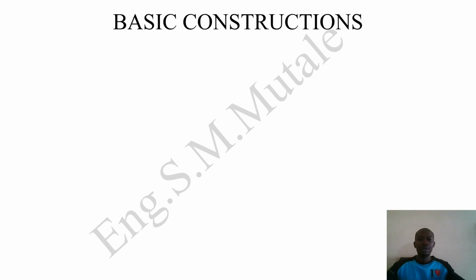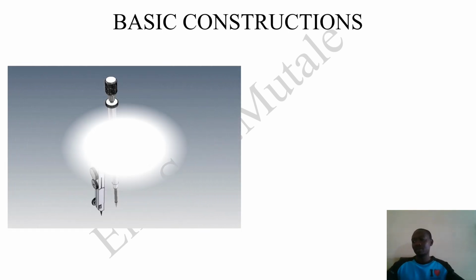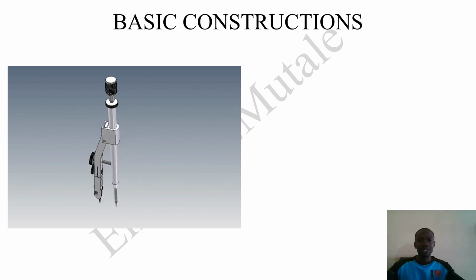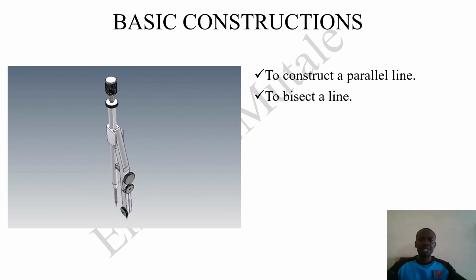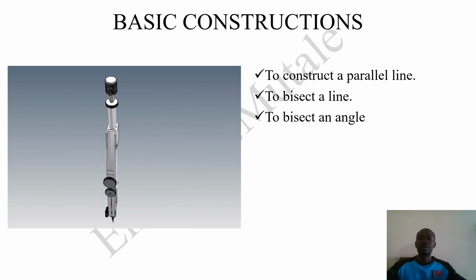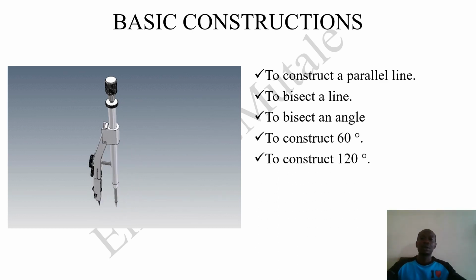Hi everyone, I welcome you to the presentation of this video on basic constructions in engineering drawing. Throughout this presentation, we'll be using a compass and a ruler, of course. I'm going to tackle the following. We're going to look at how to construct parallel lines. We'll explain how to bisect a line. I'm going to explain how to bisect an angle, constructing a 60-degree angle, as well as a 120-degree angle.